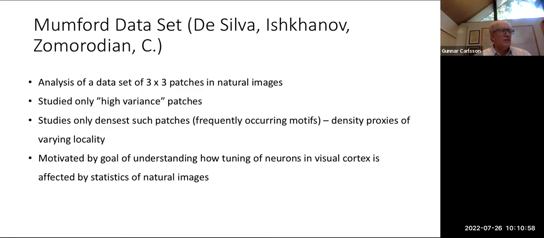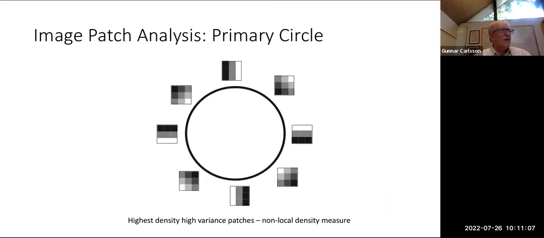This was motivated by the goal of understanding how tuning of neurons in the visual cortex is affected by the statistics of natural images. And so here was the first finding that we had. This was done using persistent homology. I'll talk a little bit more about that later, but the finding was motivated by that.